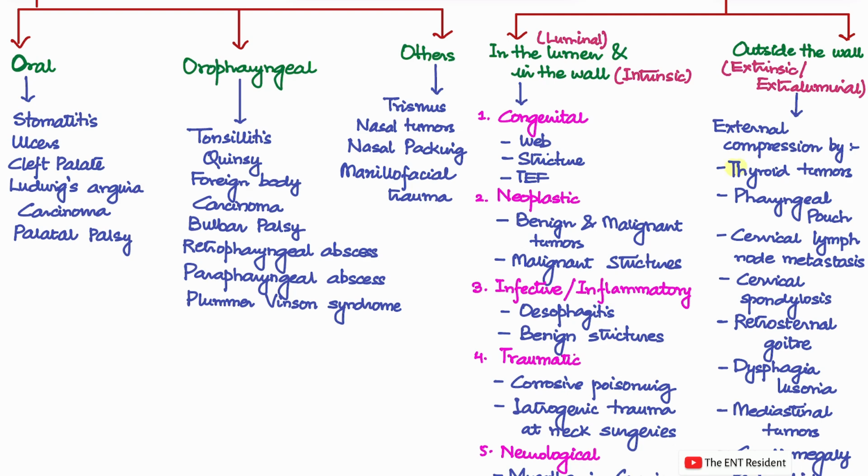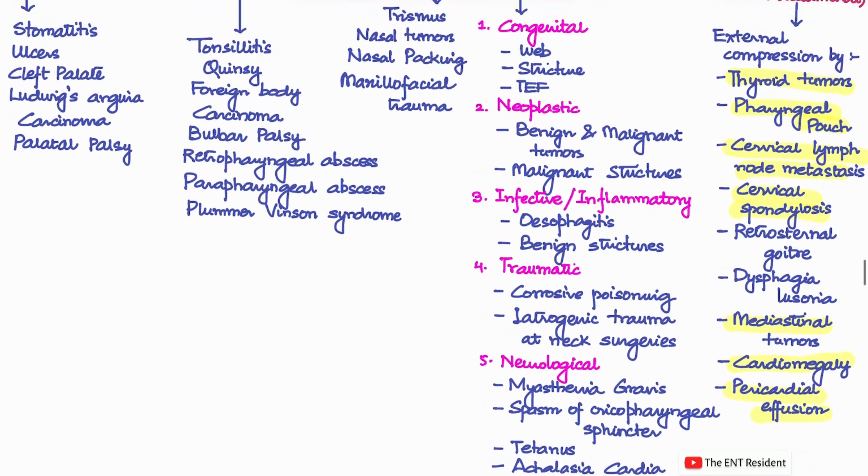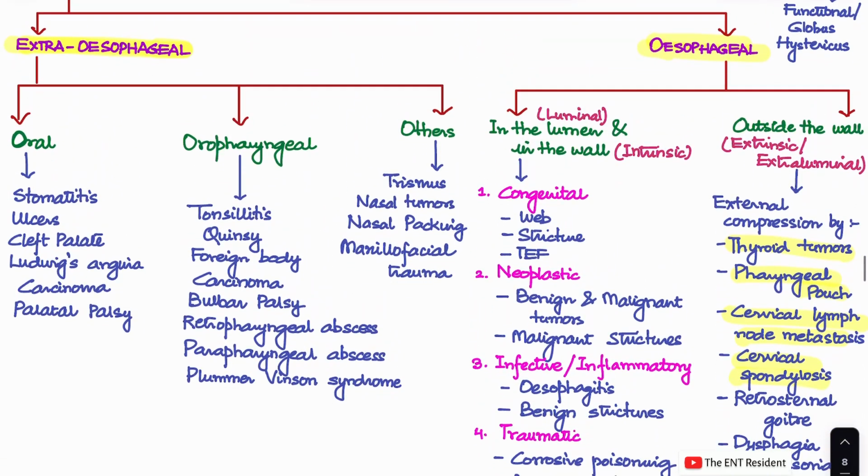thyroid tumors, pharyngeal pouch, cervical lymph node mets, cervical spondylosis, retrosternal goiter, dysphagia lusoria, which is a developmental anomaly in the anatomy of the subclavian artery, mediastinal tumors, cardiomegaly, or pericardial effusion. Whereas luminal and intrinsic causes can be further classified into congenital, neoplastic, infective or inflammatory, traumatic, and neurological causes. So, this is all about the causes of dysphagia.